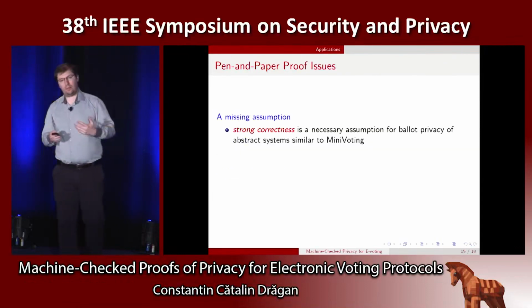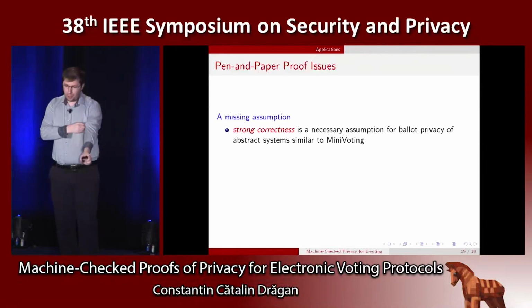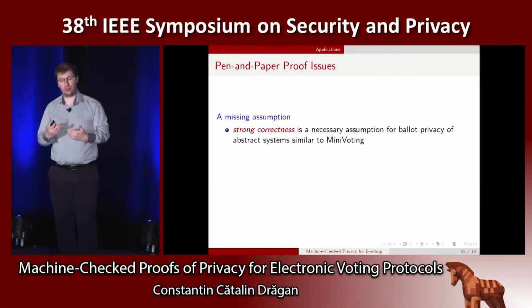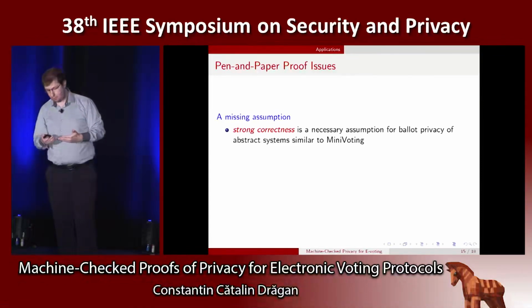These ones are really important, especially because one of those properties, strong correctness, is an essential part of trying to show ballot privacy for mini voting. The intuition for that is that ballot privacy looks at the ballots, but what happens when you reject a lot of ballots before adding them to the ballot box? So strong correctness tries to enforce that for honest voters, their ballots will be successfully added.